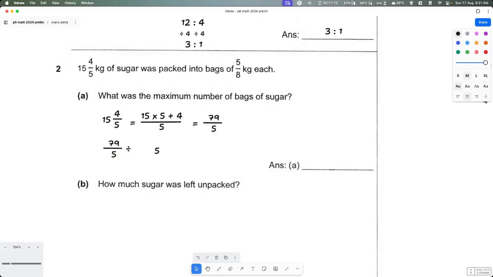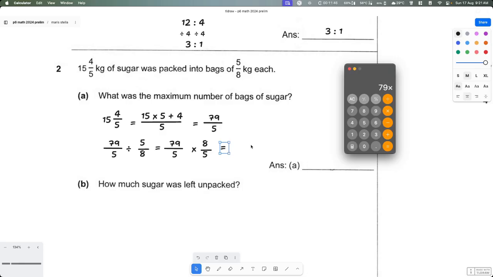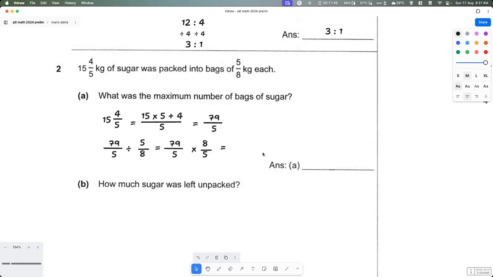Once we divide fractions, we need to make the divide into times. So we have 79 over 5, and then we have times. Then we need to flip 5 over 8, which will then become 8 over 5. And then we can just multiply them together. So on the calculator, you multiply by 8. This gives you 632 over 25.